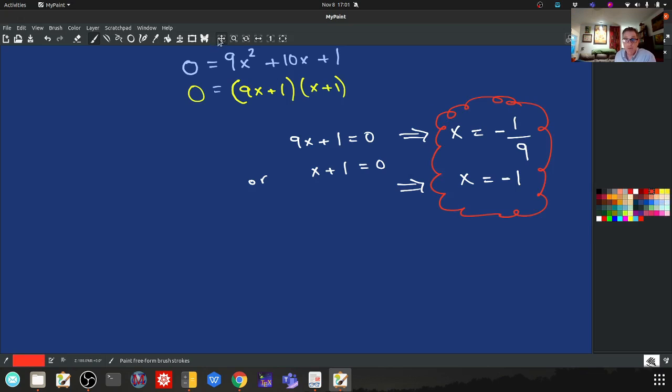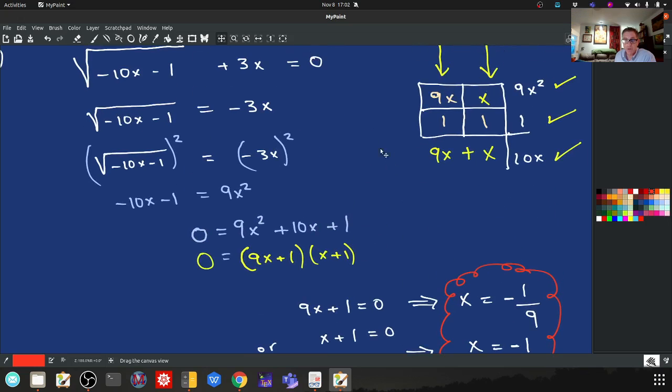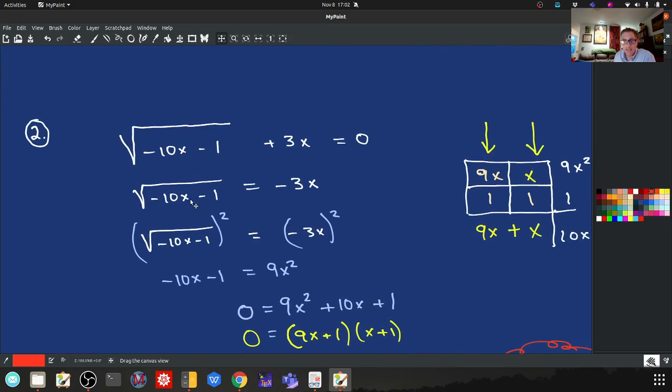And what you have to do, I'm not going to do it, you have to take each one of these solutions and plug it in any of the equations that occur before we do the squaring. So you could plug it into the first one or the second one. As long as your steps leading from the first to the second are valid, it doesn't matter. So you might want to plug it into the first and check to see if you get 0. And as it turns out, according to my notes, both -1/9 and -1 are solutions. But that's all I'm going to do from that one.